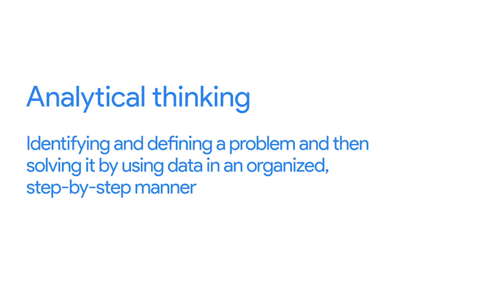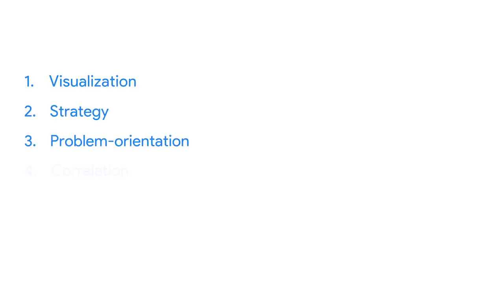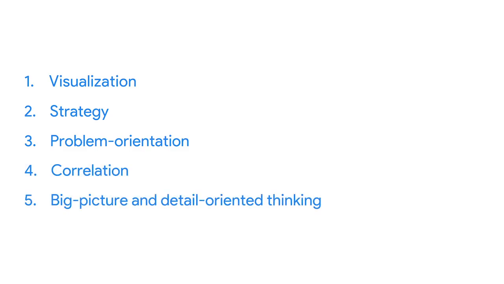Analytical thinking involves identifying and defining a problem and then solving it by using data in an organized, step-by-step manner. So as data analysts, how do we think analytically? Well, to answer that question, we will now talk about a second set of 5. The 5 key aspects to analytical thinking. They are visualization, strategy, problem orientation, correlation, and finally, big picture and detail-oriented thinking.